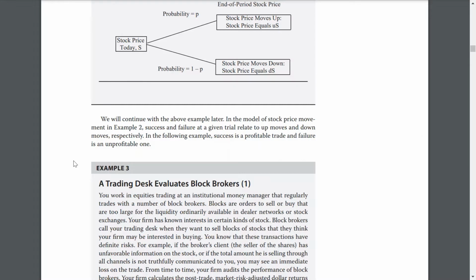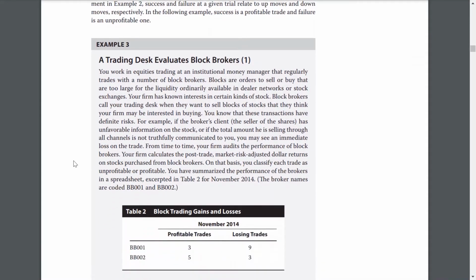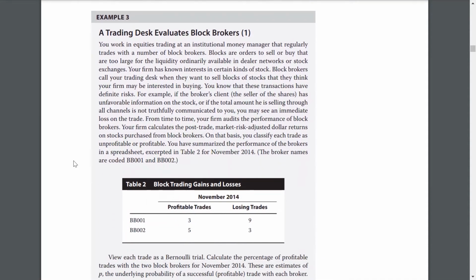In the model of stock price movement in Example 2, success and failure at a given trial relate to up moves and down moves respectively. In the following example, success is a profitable trade and failure is an unprofitable trade. Example 3: a trading desk evaluates block brokers.